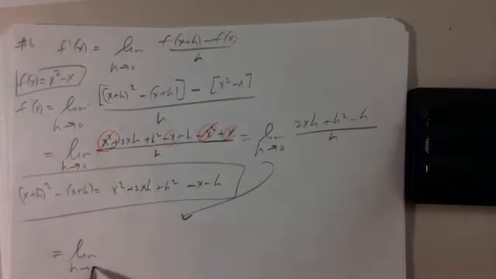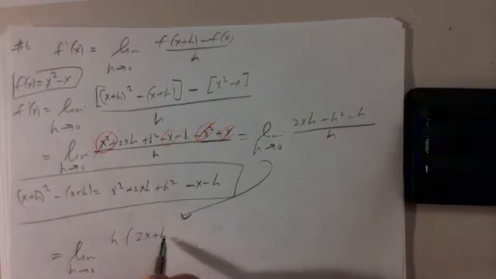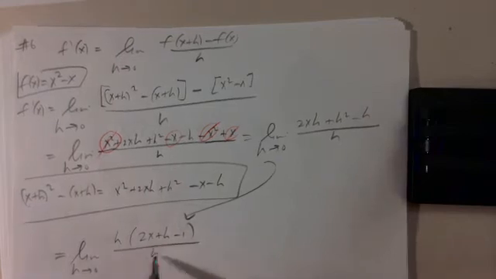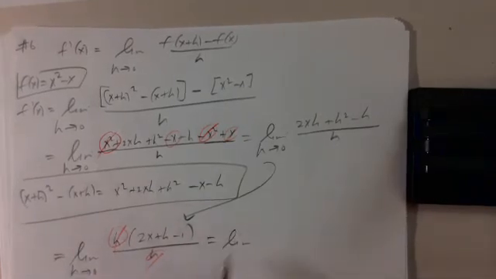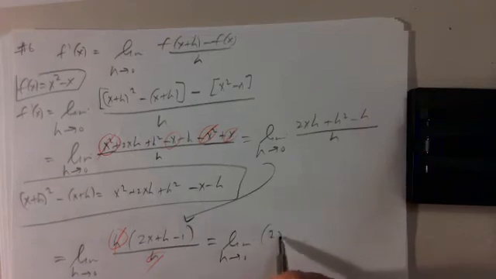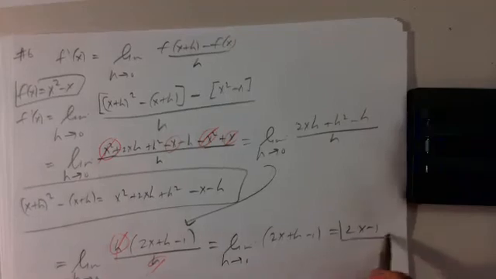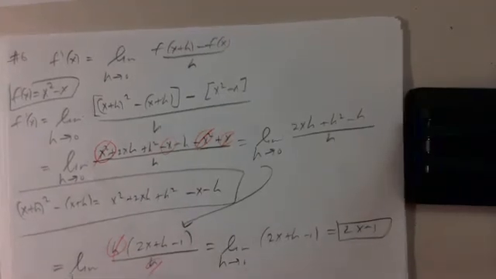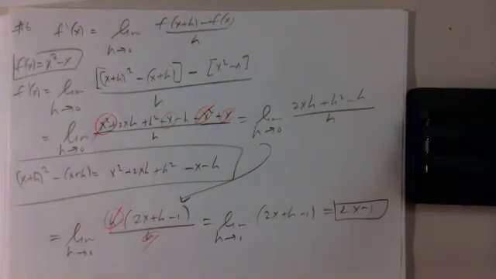You can factor an h out of the numerator. You get h times 2x plus h minus 1, over h. The h's cancel. So this is the limit as h goes to 0 of 2x plus h minus 1. As h goes to 0, that leaves 2x minus 1, which is exactly what you would expect, because you know the answer to begin with.